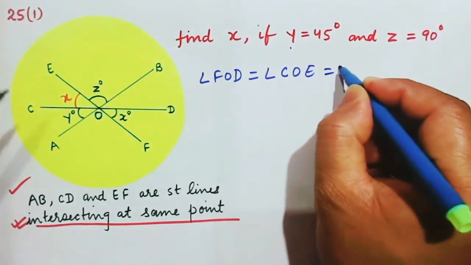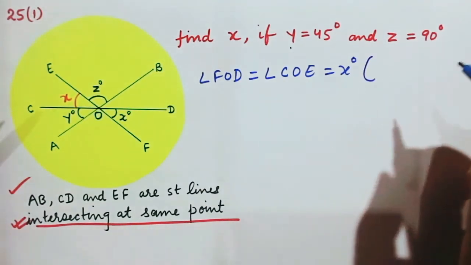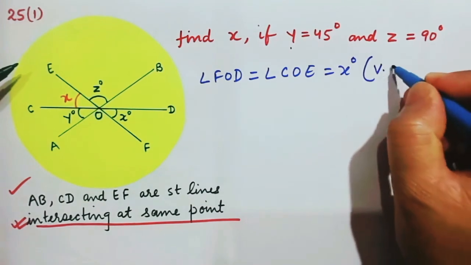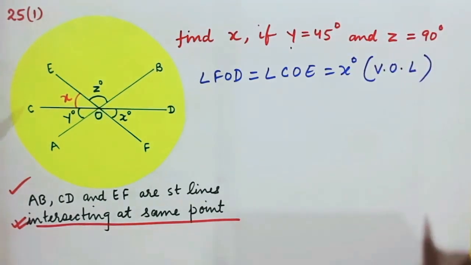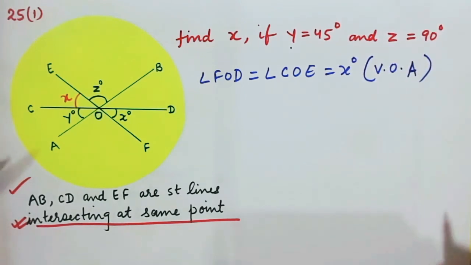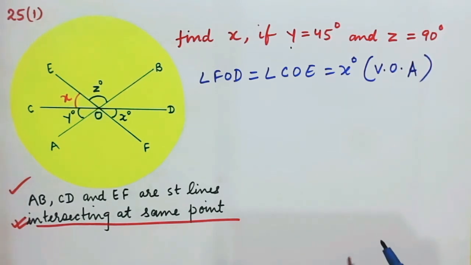COE is equal to x degree. They will ask you why. Therefore I will write vertically opposite angle. It is enough to mention VOA. Better you write VOA. Enough to mention that I have understood that they are vertically opposite angles.